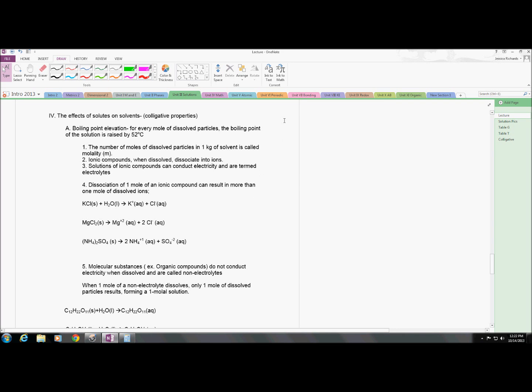Colligative properties are properties that are based on the number of particles and not the type of particles. What's important is that there are pieces disrupting the normal pattern of interactions between the particles of a solution, and not necessarily what type of particles they are. So it's the number of pieces.